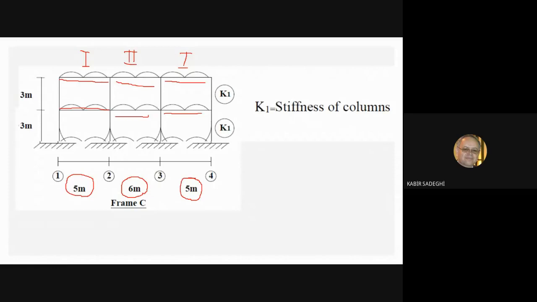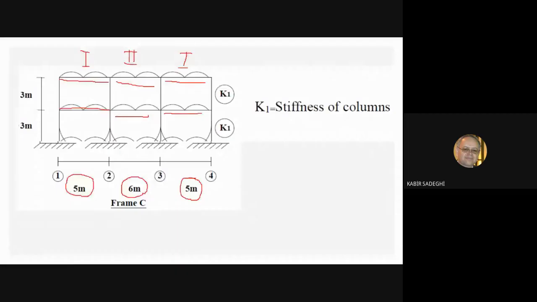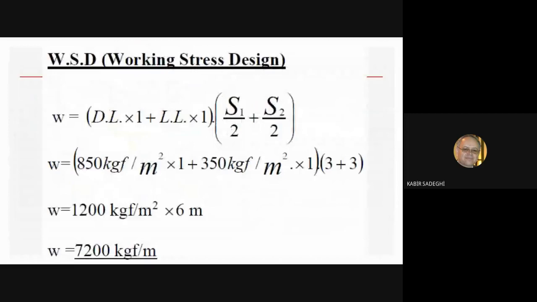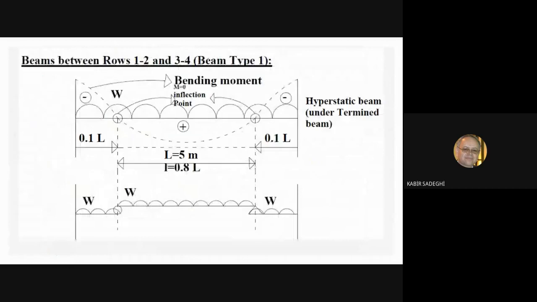Therefore, you know that the moments are different for each type. For type 1, the span length is 5 meters. For beam type 2, the span length is 6 meters. Therefore, here we say the beams between rows 1 and 2, and 3 and 4, we call beam type 1. This is for that.